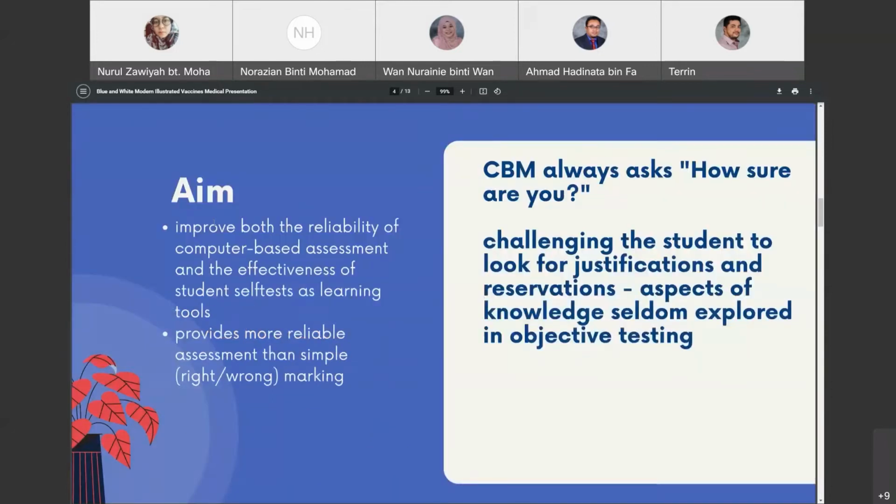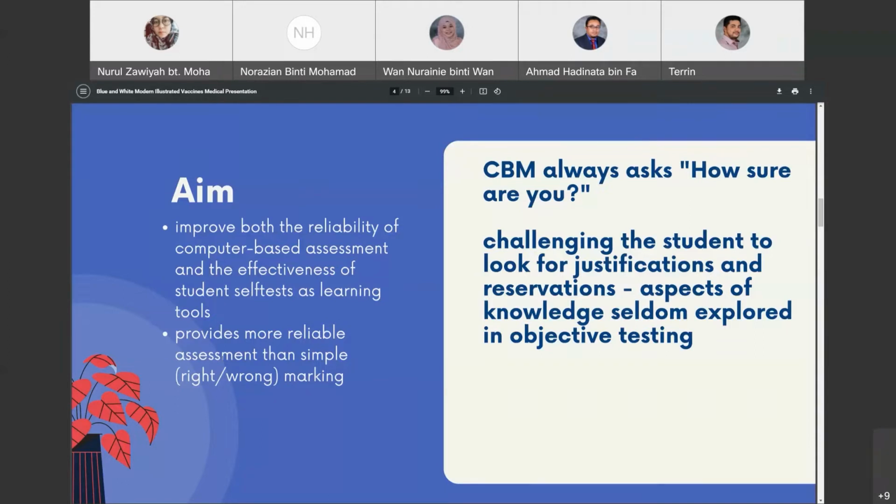All right. So the aim of CBM is to improve both the reliability of assessment and the effectiveness of student self-tests. Meaning, after we have a class, we can give them a 5-question quiz with CBM to see how well they focused or how well they understood our class just now. So it is effective as a self-test and learning tool, and it provides a more reliable assessment than simple right or wrong marking.